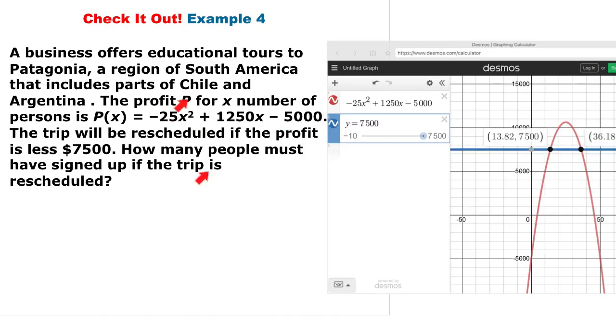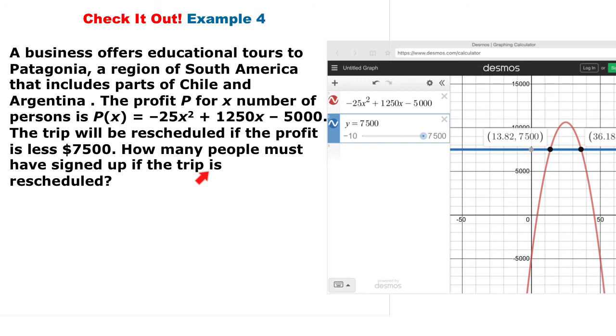Okay, so I have graphed this function right here in Desmos, and then I've also graphed the line for 7,500 right here. And it says that this trip will be rescheduled if the profit is less than 7,500. So that's this part right here. And so how many people have signed up? Well, less than going this way.